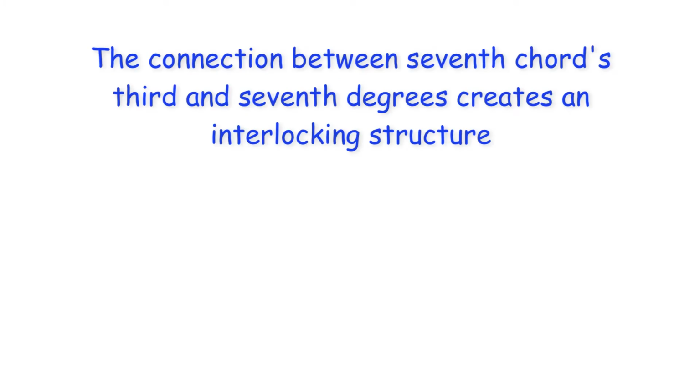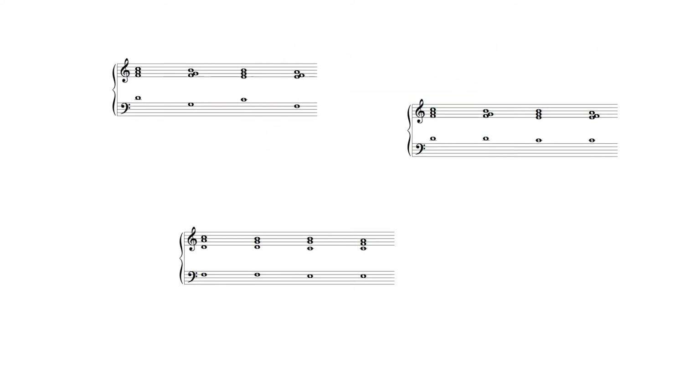The connection between seventh chords, third and seventh degrees creates an interlocking structure which can be seen in the following paradigms. The first is between seventh chords and root position. The second combines root position and second inversion seventh chords, and the final paradigm uses seventh chords in first and third inversion. Obviously, there are other seventh chord combinations. However, with each, the essential voice leading remains the same.